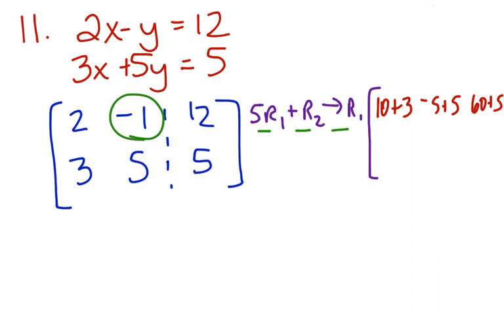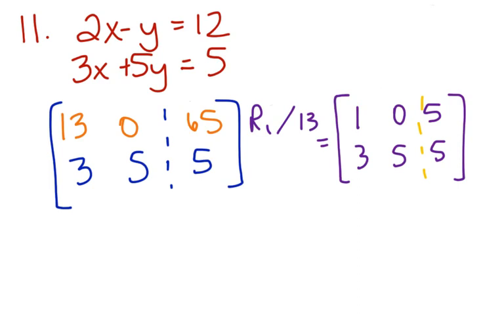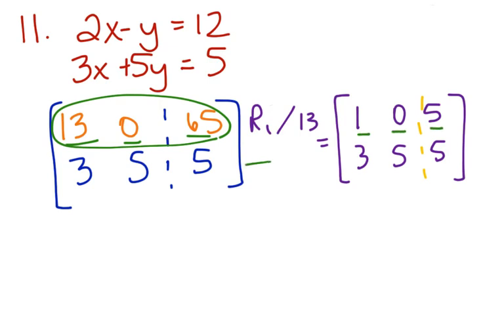So here's what I'm going to do. 5 times 2 is 10, and 10 plus 3. And then 5 times negative 1 is negative 5, and then add the 5. And then 5 times 12 is 60, and then add the 5. And when I do that, I am going to get the 13, 0, and 65. The next step then is I'm going to take my row 1 and divide it by 13, and I get 1, 0, and 5. I'm going to leave row 2 alone. I have not touched anything with row 2. I've just used it to help accomplish my purposes.